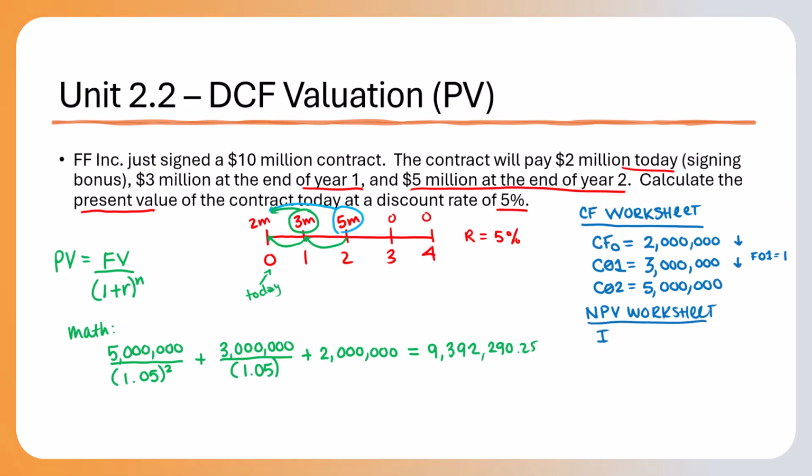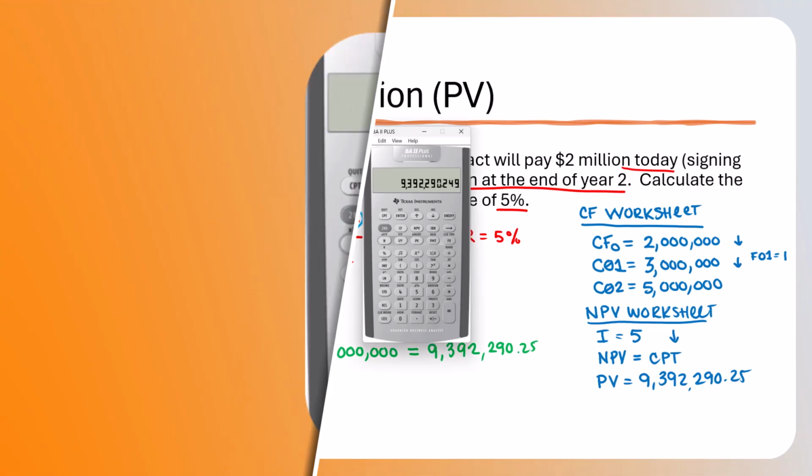We will enter the discount rate for I, and just like we enter it in the I/Y component on our time value of money inputs, we'll just put a value of 5 to represent that 5%. We will arrow down till we get to NPV, and we will hit compute. And when we do, we should find that the present value is $9,392,290.25. Let's go ahead and confirm this with our financial calculator.